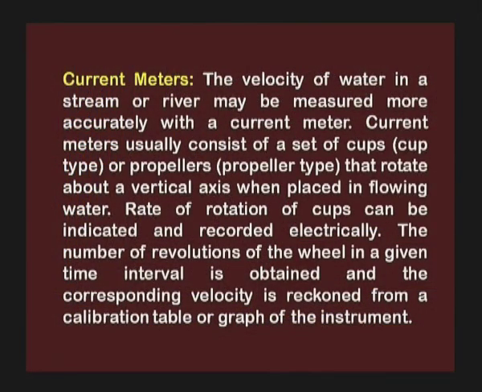Current meters. The velocity of water in a stream or river may be measured more accurately with a current meter. Current meters usually consist of a set of cups, that is cup type, or propellers, that is propeller type, that rotate about a vertical axis when placed in flowing water. Rate of rotation of cups can be indicated and recorded electrically. The number of revolutions of the wheel in a given time interval is obtained, and the corresponding velocity is reckoned from a calibration table or graph of the instrument.